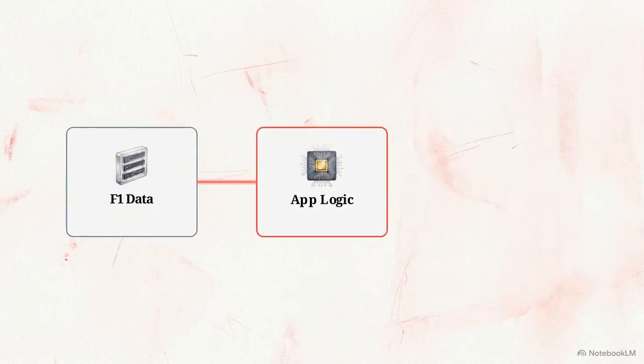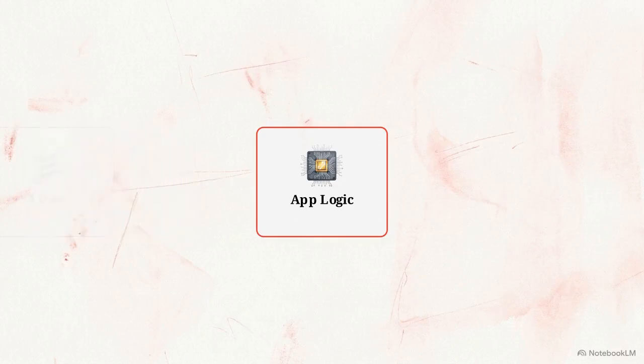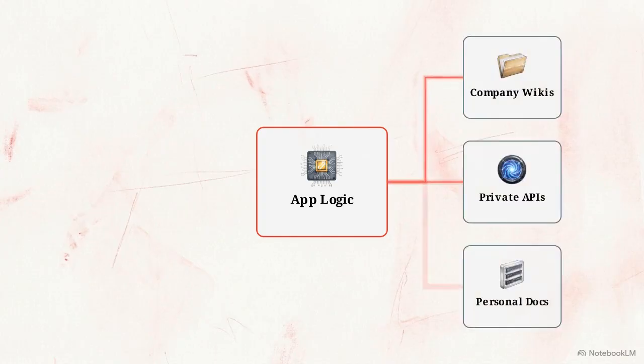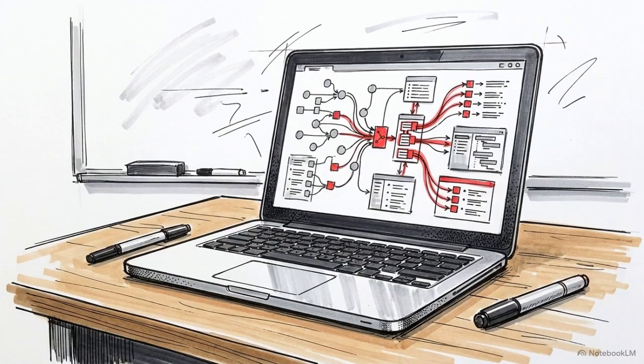Because the application logic is fully decoupled from the content, the codebase is entirely flexible. Swap the F1 Wikipedia links in the seed script, and you can point this exact same bot at internal company wikis, private APIs, or personal documentation. You now have the skills to build, deploy, and scale custom generative AI tools.